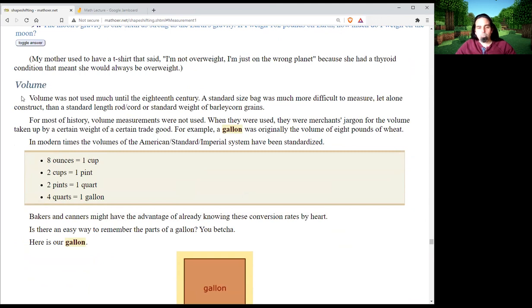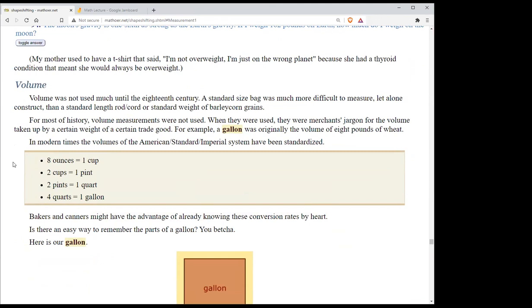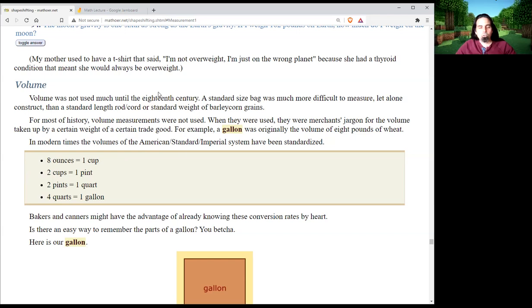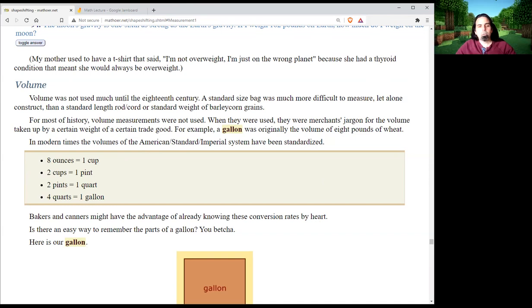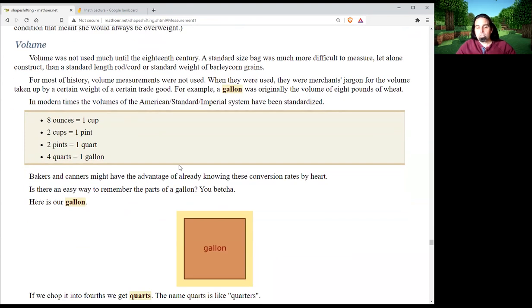Questions about length or mass before we go on to volume? Good here. Anyone know more history than I do? You might. Okay, I'll keep going. So volume isn't used much.